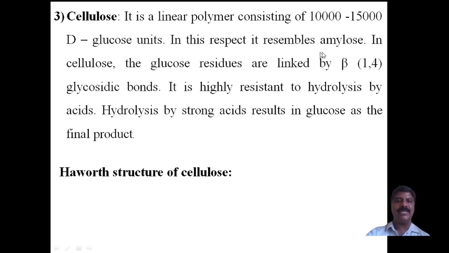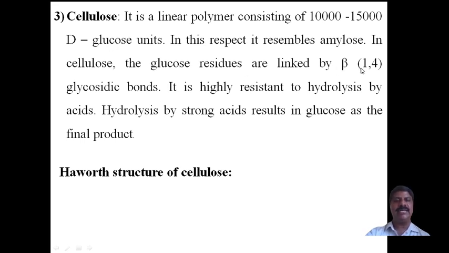I have already explained this. In cellulose, the glucose residues are linked by a beta-1,4 linkage. In amylose there is an alpha linkage, meaning alpha-D-glucose is present. Whereas in cellulose, due to the beta linkage, it contains beta-D-glucose with a 1,4 linkage, similar to amylose, and it is a linear structure.